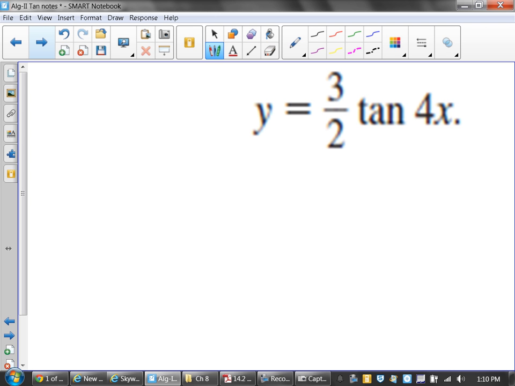What's my A value? 3/2. And what's my B value? 4. So my A value is 3/2. My B value is 4. That means what is my period? Pi over 4. Remember, the period for tangent is always found by pi divided by the absolute value of B.